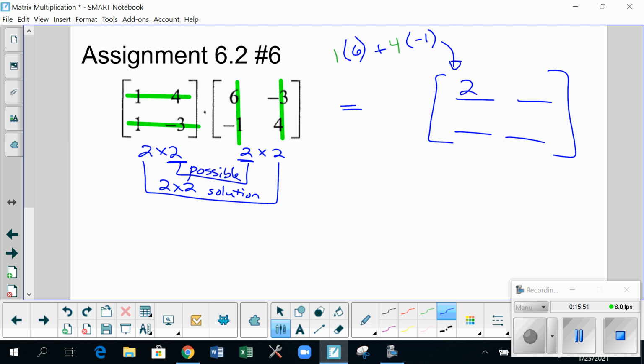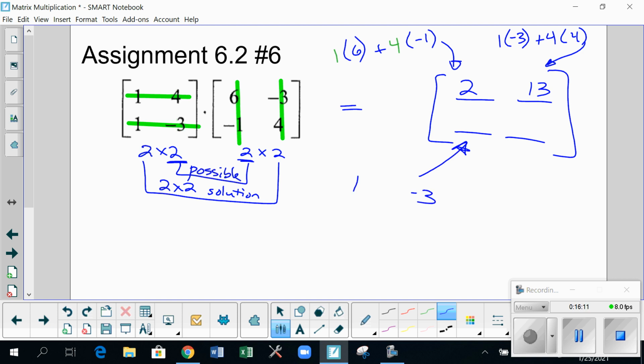To get my top right answer, I'm going to take the top row of my first matrix, the 1 and the 4, and group it with the right column of my second matrix, the negative 3 and the 4. This is negative 3 plus 16. This is 13.